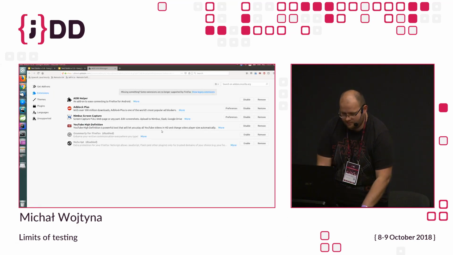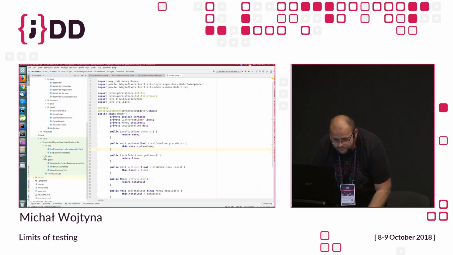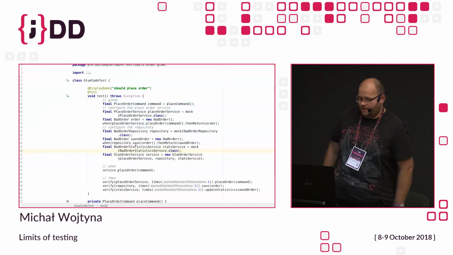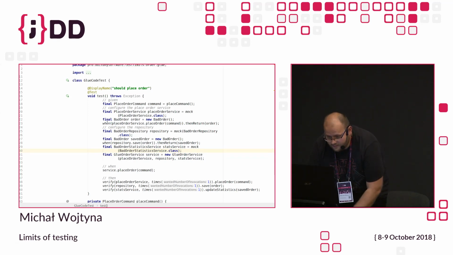If we wanted to use unit tests to write it, we would be forced to have a lot of fun using mocks. And when having a lot of fun using mocks, just like this example, you see we are having a configuration for place order service. When place order is called on the given command, then we should return order. Then we should mock the repository and mock the behavior for save order on the repository to return another saved order, and then finally mock the integration with statistics service.